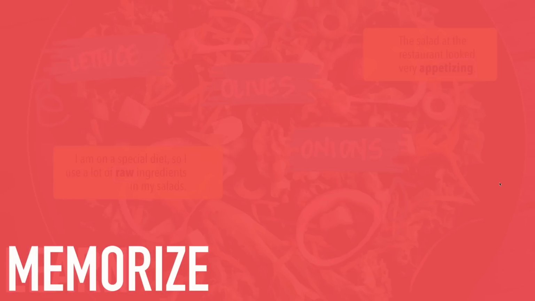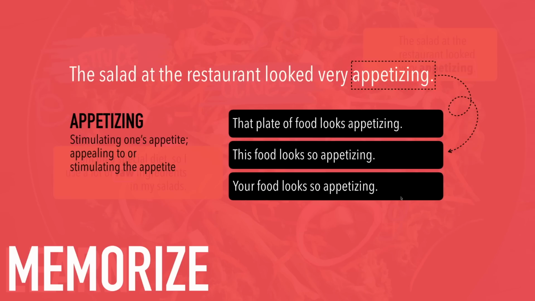All right, now our next vocabulary word was appetizing. Here we go. The salad at the restaurant looked very appetizing. Now, this word just means stimulating one's appetite, appealing to or stimulating the appetite. So again, remember I said, the salad looks so good. Man, I really want to eat this salad. Why? Because it's stimulating. It's making me hungry looking at the picture of the salad, right? Stimulating my appetite. Why? Because it looks appetizing. Okay, so we're going to look at 3 example sentences using this vocabulary word.